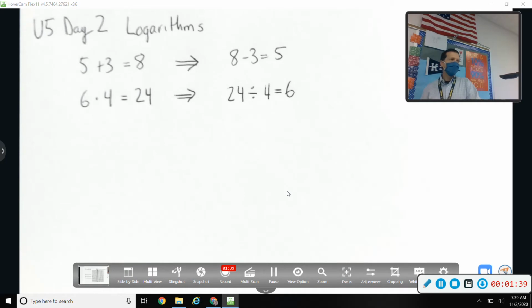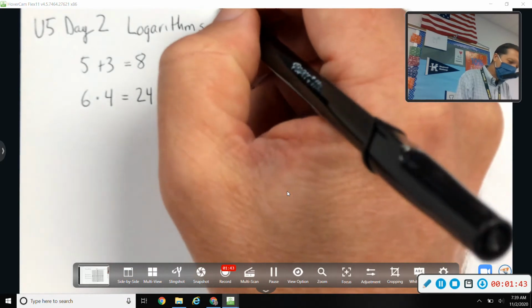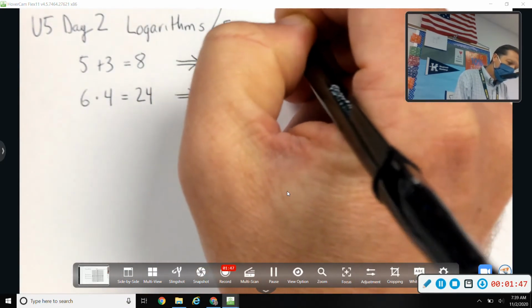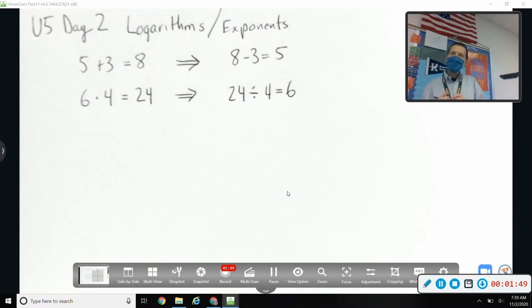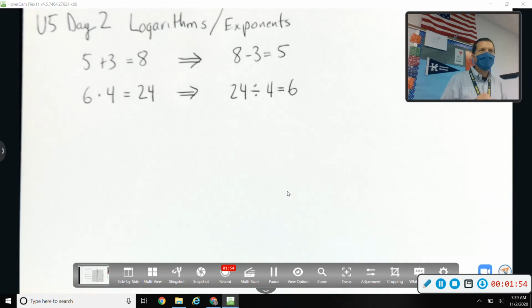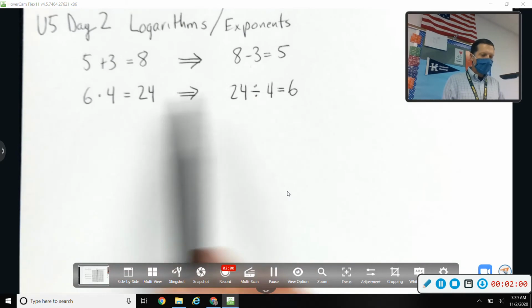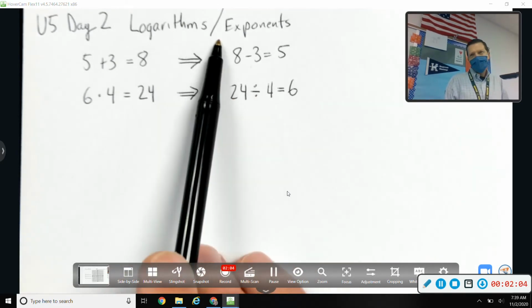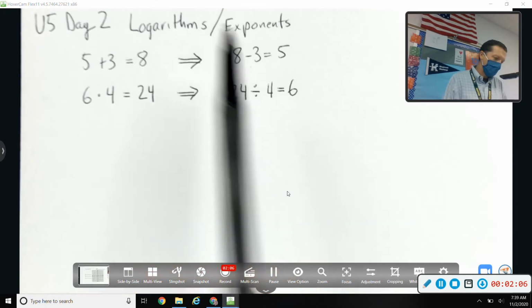And so you're still thinking, okay, what does that have to do with logs? Because logs and exponents are inverses. They undo each other. And so they have kind of a similar relationship as adding and subtracting. It's like they're sort of the same thing, but they're not the same thing because they're the opposite. Multiplying and dividing, kind of the same thing, but also kind of opposite. Logs and exponents, kind of the same thing, but also opposite.